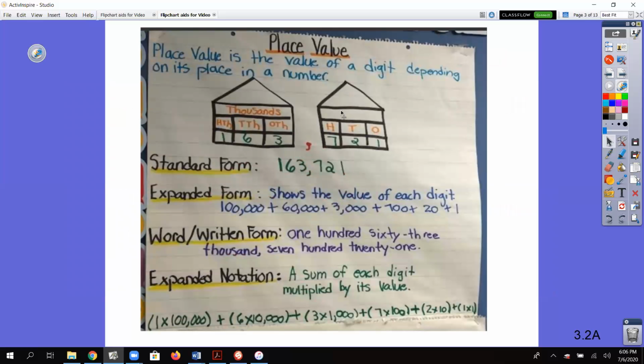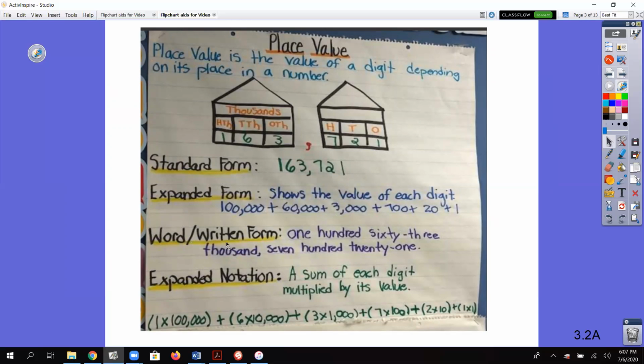So here it is. Here's just a quick anchor chart. Place value is a value of a digit depending on its place in a number. So you've all seen the little place value houses. That just kind of helps you keep track of where to put the number and the value of it. There's standard form. Expanded form shows the value of each digit.